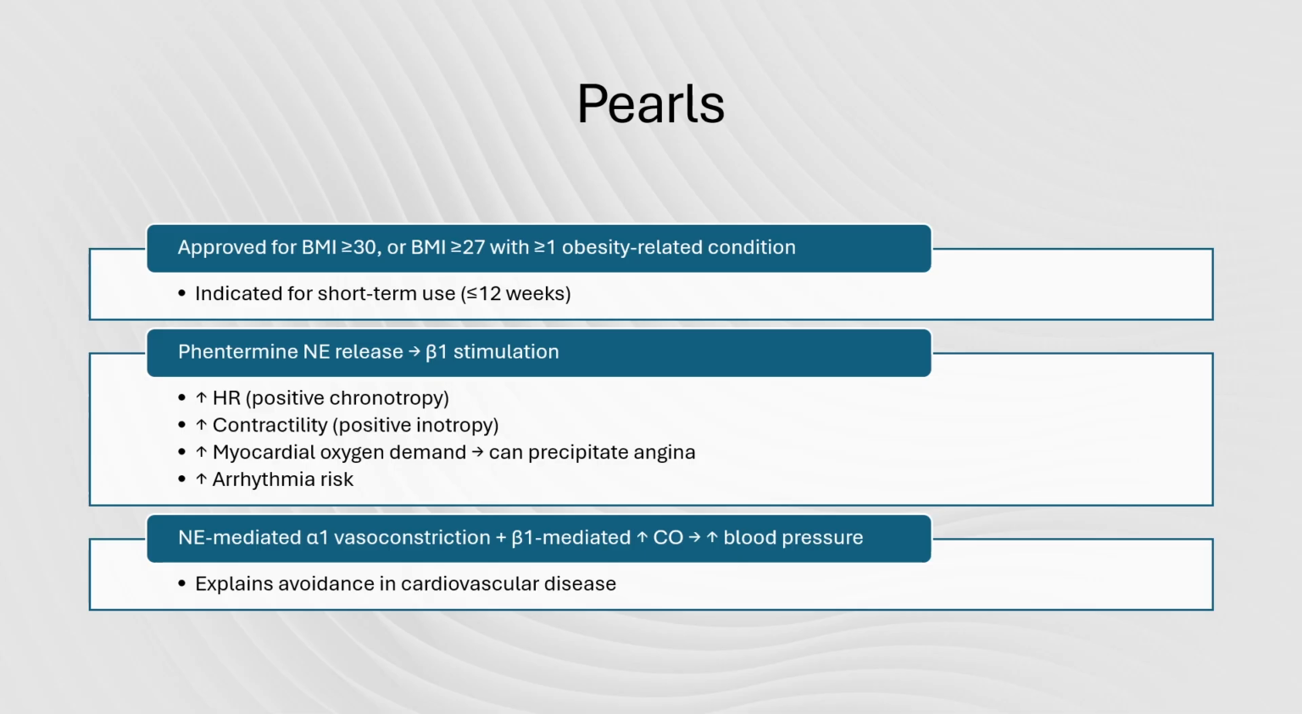Norepinephrine release by phentermine triggers beta-1 stimulation, which has a positive chronotropic and inotropic effect on the heart, which can trigger arrhythmias. It can increase myocardial oxygen demand, which can provoke angina. Norepinephrine also causes vasoconstriction via alpha-1 receptor activation on vascular smooth muscle, along with increased cardiac output via beta-1 receptors, which increases overall blood pressure. This helps explain some of these side effects and why these medications are avoided in cardiovascular disease.